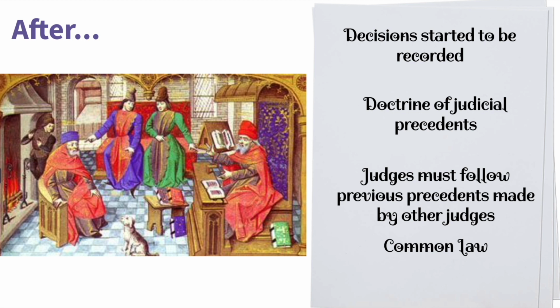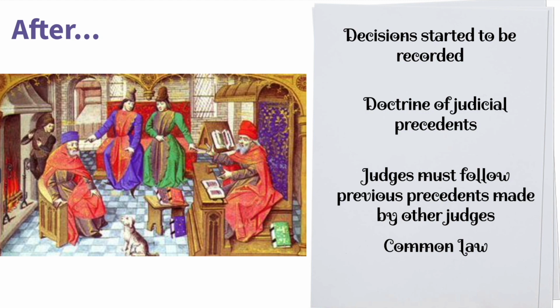After that, the decisions started to be recorded, and the judges could read about the decisions made by other judges. That meant the rise of the doctrine of judicial precedents. In this doctrine, the judge is obliged to follow the judicial precedent if the case that he will decide about is similar to the precedent. This system turned into the common law, which is applicable to all the people.